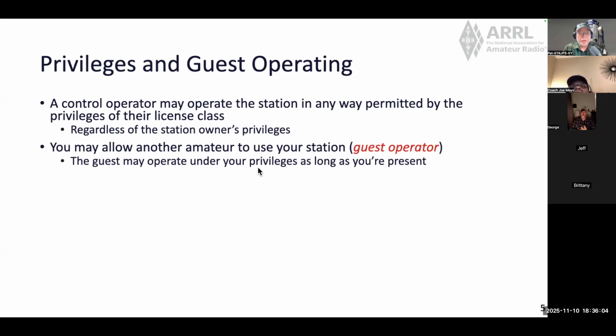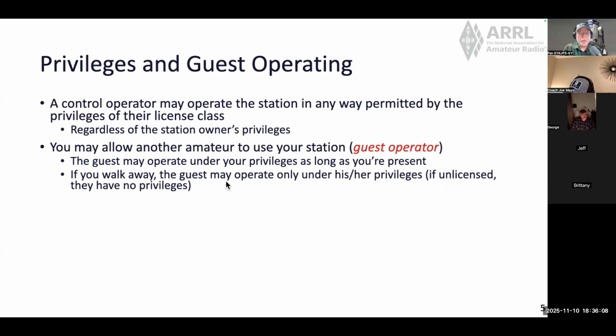The guest may operate under your privileges as long as you're present. If you walk away, the guest may operate only under his or her privileges. If unlicensed, they have no privileges. So if you've got somebody with you and you want them to operate, they can operate under your privileges. But if you leave the station and they're not licensed, they can't operate.